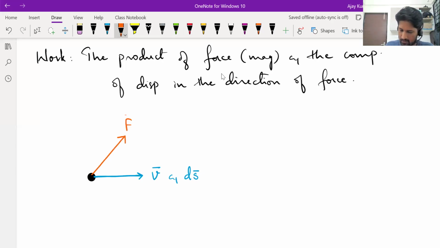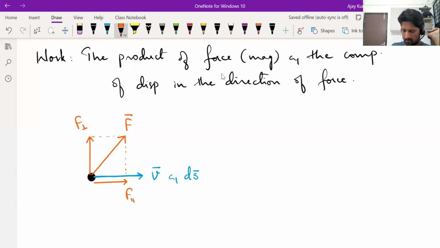F. You can resolve the force into two components. One component parallel to velocity. Let's call it F parallel. This provides tangential acceleration to the object. You can take another component perpendicular to velocity, F perpendicular. This provides radial acceleration.